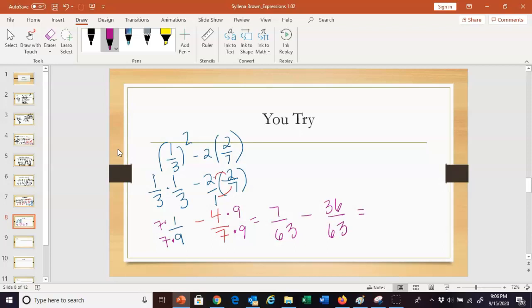So we do 7 minus 36 and get negative 29 over 63. Now I'm just going to confirm that that doesn't reduce further. You can do the same thing on your calculator. And it does not. So these are prime numbers. So there's not one number that goes into both of them evenly. So we are reduced as low as it can go.